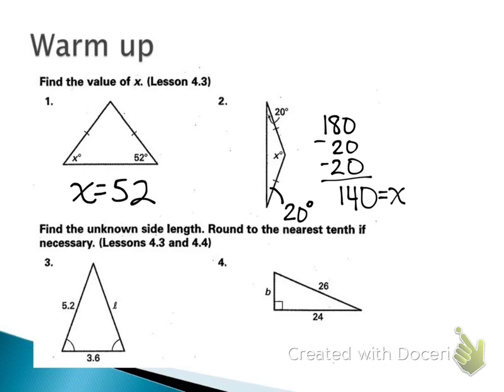On number 3, we are given a triangle. We have two sides. One of them is 5.2, the other is 3.6. We're looking for the third side. The only other thing we know is that those base angles are congruent. Well, if the base angles are congruent, the sides opposite those angles have to be congruent. That means that side marked with an L also has to measure how much? 5.2.